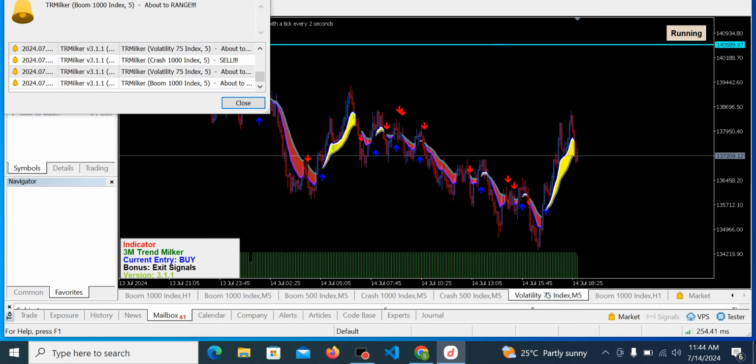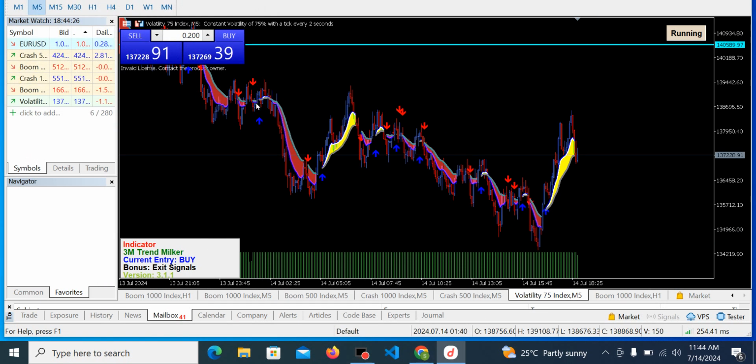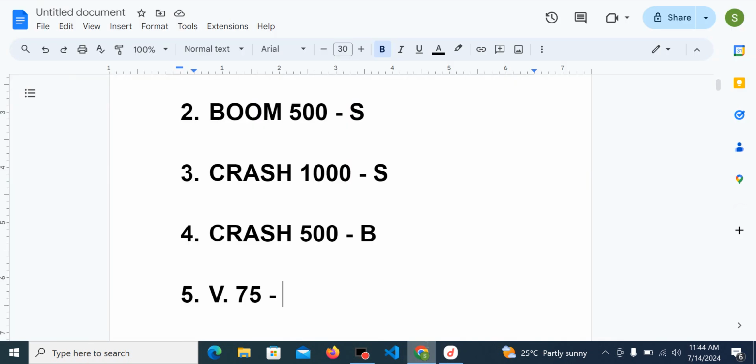Okay, so the last asset is going to be V75. It started with a downtrend and went for a very long time, got to this support zone and has not been able to break out from there, so it is buying at the moment. So this should be giving us more of a buying opportunity than a selling opportunity.